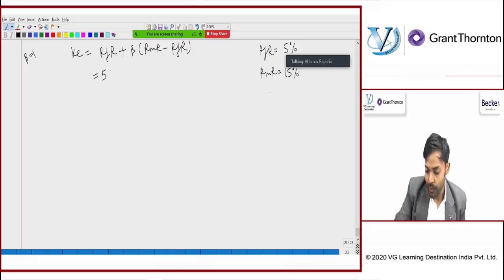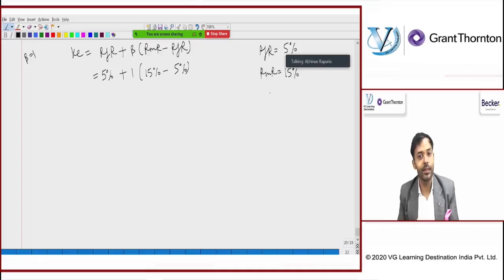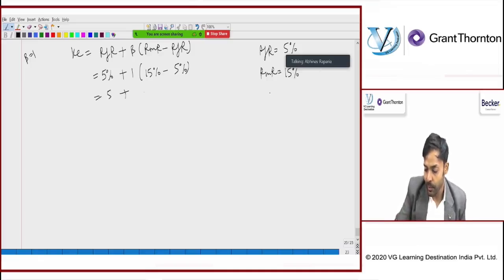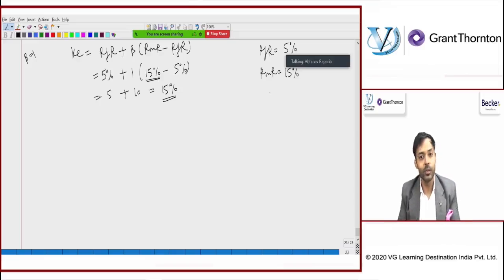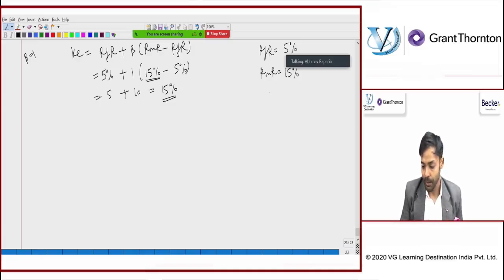So here it is going to be 5% plus beta 1 times (15%, the market return, minus the 5%). So that means the risk is exactly equal and the return is going to be exactly equal to the market. So it is going to be 5% plus 10%, which is again 15%, exactly equal to the market return, right? Because the beta is 1, you're getting the same kind of return the market is getting. If the market is falling 15%, your stock will also fall 15%.